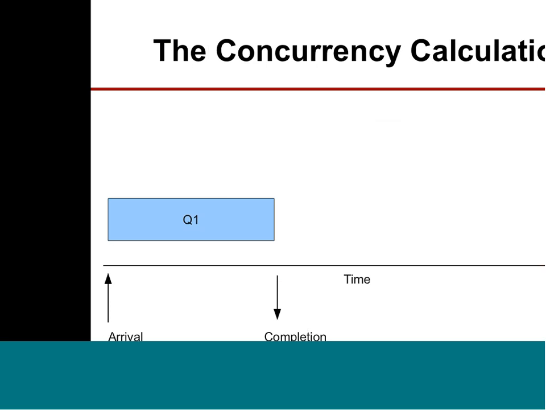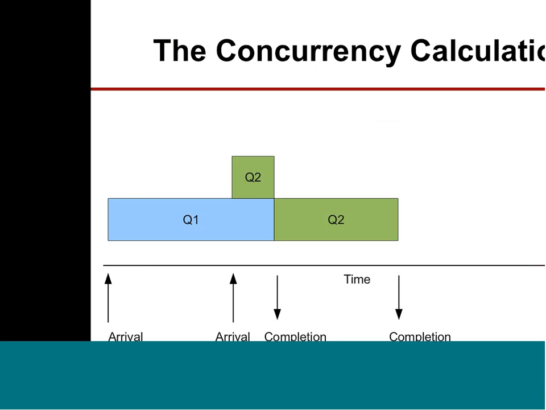What if during that period of time a second query came in at t equals 3? This is the green box, query 2, and it completed sometime later. So we can count up the area under the curve, the total of Q1 and Q2, and divide by the length of the observation window, and we get the average concurrency there, which is just slightly greater than 1. So during those 7 seconds, there was 1 query running all of the time, and briefly there were 2 queries running, so the concurrency was 2 for that brief little period in the middle.